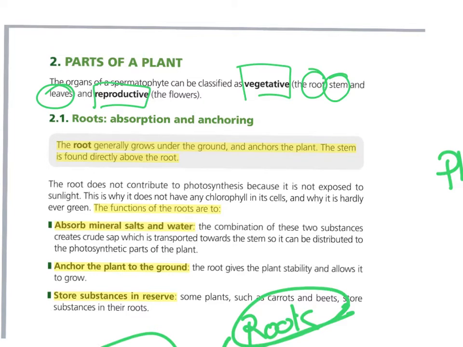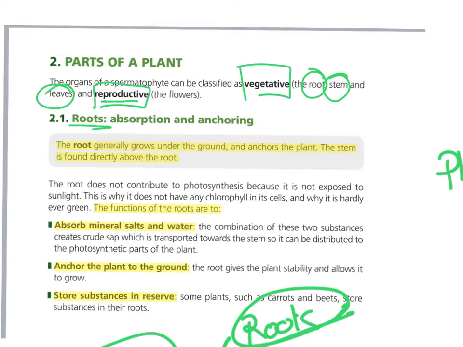But we have another part, which is the reproductive one. The reproductive are flowers, and a plant could survive without flowers, but in the main cases they can't reproduce without flowers, right? Not all of them. But normally they use flowers just for reproduction. Okay? So now let's move to the function of the roots.